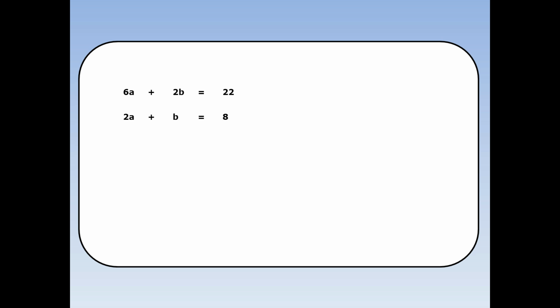I notice that I've got 2b on top, and if I multiply the whole of the second equation by 2, I'll have 2b on the bottom as well. Write down the first equation again, and I'm going to multiply the whole of the second equation by 2. 2a times 2 is 4a, b times 2 is 2b, 8 times 2 is 16. So now I've got 2b on top and 2b on the bottom.